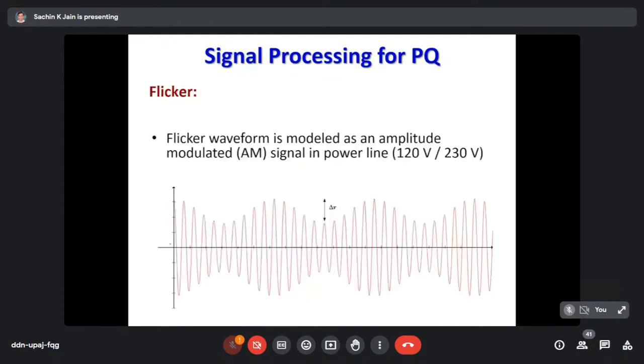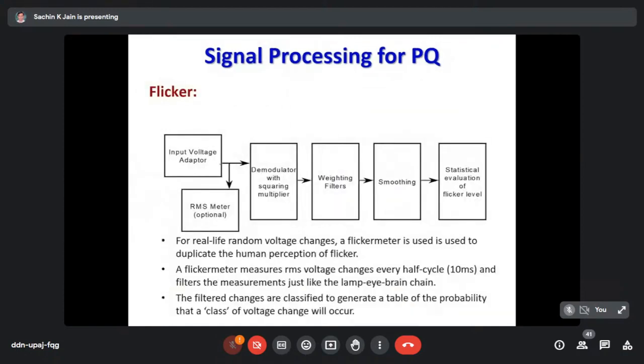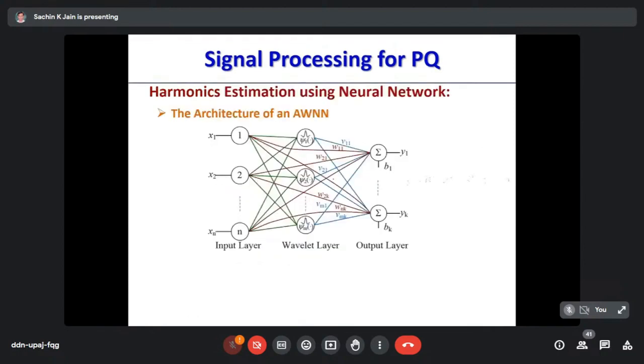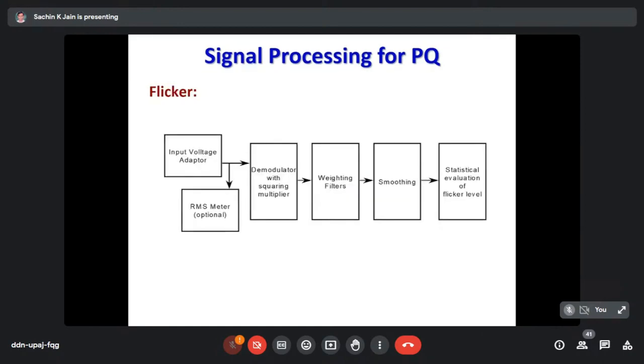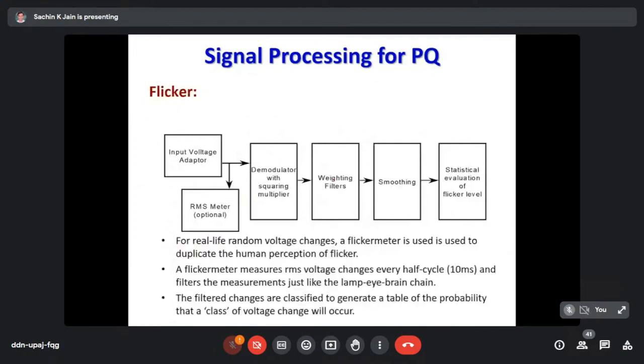About flicker also, this is how we can represent the signal, and this is the block diagram representation of the signal processing technique that we have. We have input voltage adapter, then RMS meter. It is optional if we want to show those values. Demodulator, weighting filters, smoothing, and statistical evaluation of flicker level. That's how we compare it with this. I think that I have not considered... Slide is missing. PST level. Okay, might be there in the next coming slide somewhere.